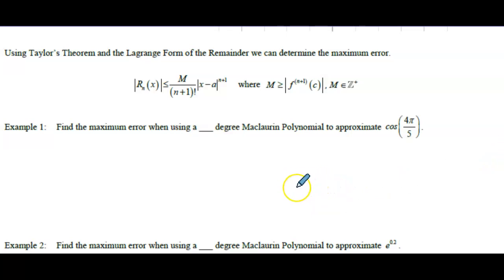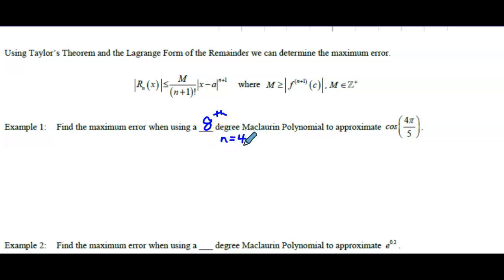So you'll notice there's a blank here. That's because when I made it up, I wasn't sure what degree I wanted you to do it to. So it says find the maximum error, and we want to do this for an 8th degree Maclaurin polynomial to approximate cos of 4 pi over 5. So 8th degree for this is when n equals 4.